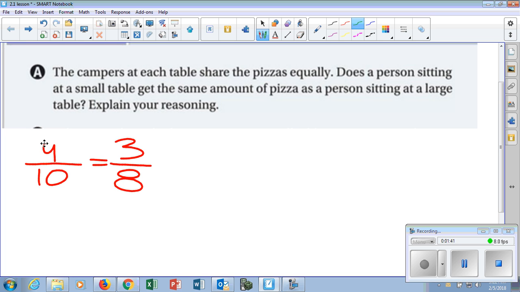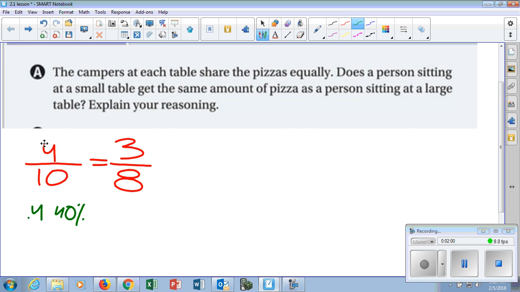So, how would I get the percentage of 4 over 10? Mason, 4 over 10. 40%. 4 divided by 10 is 0.4. But if we were to put that into a percentage, it'd be 40%.